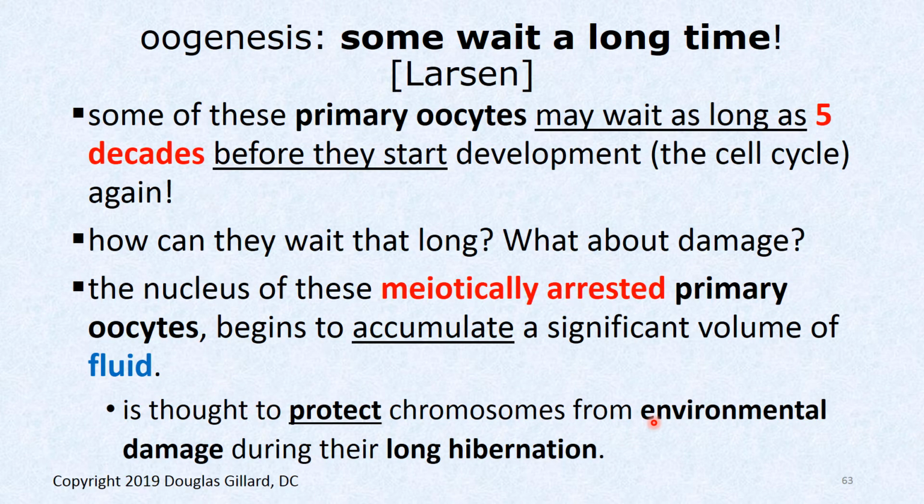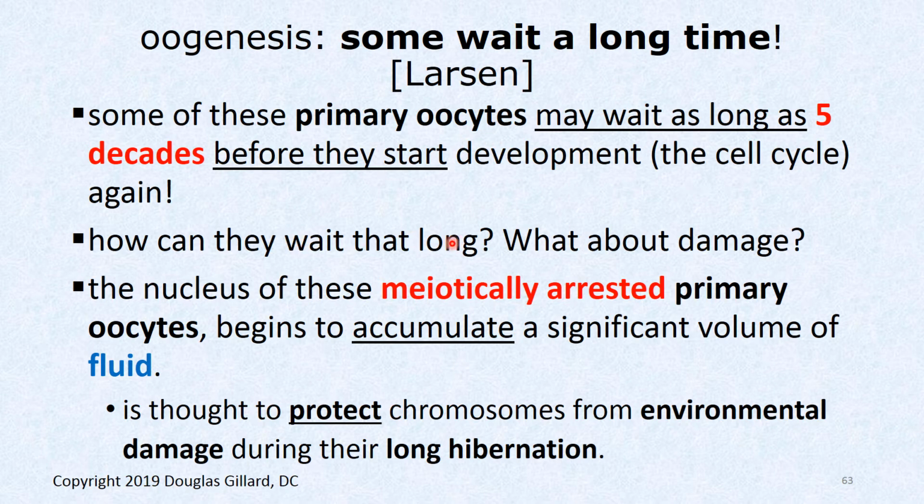So these primary oocytes wait a long time. Some of them can wake up at 12 years of age or so, when menses starts, or when menarche starts. But some of them may not wake up till you're 30, 40, or even 50. So some of these primary oocytes are very small, almost microscopic, live in your ovary, and they hang out there for decades and decades. Some of them are lucky and get woken up much sooner.